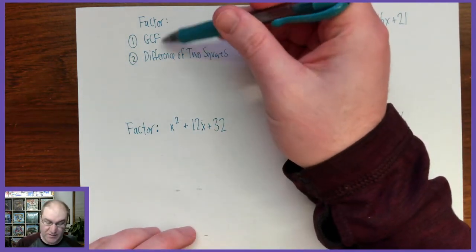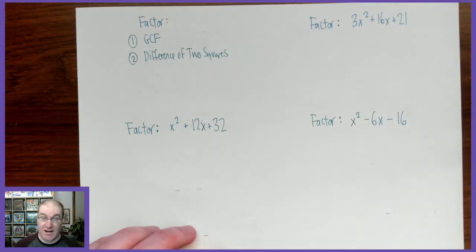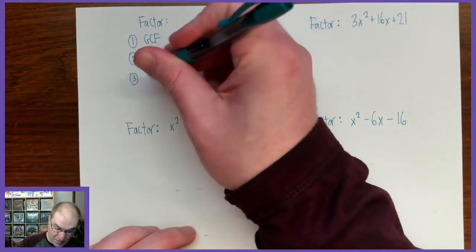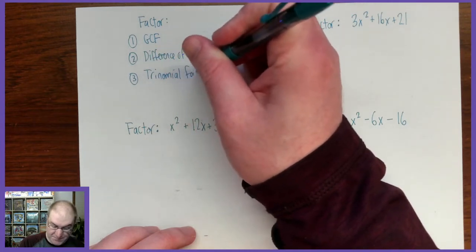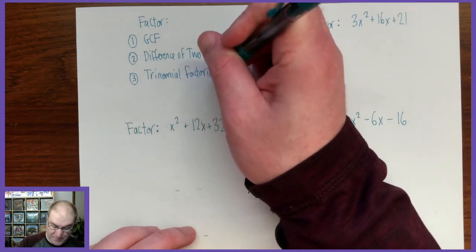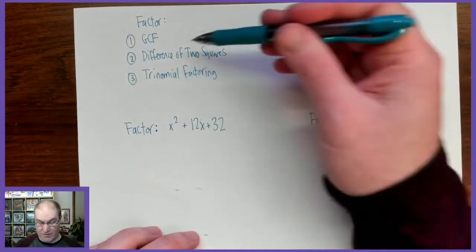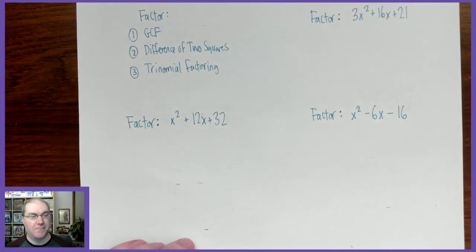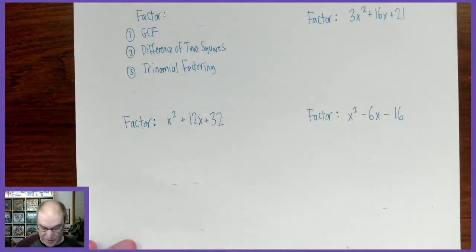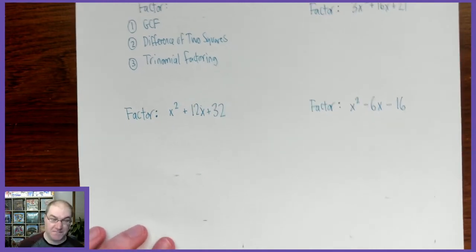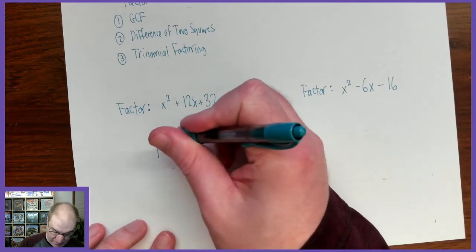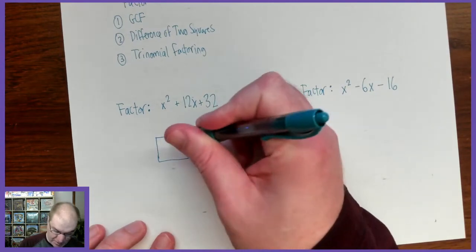Only after you check that both of these things are not possible are you going to actually do trinomial factoring. You should only do trinomial factoring if the other two can't be done. So anyway, let's do trinomial factoring on this: x squared plus 12x plus 32. This can be factored using the box method.